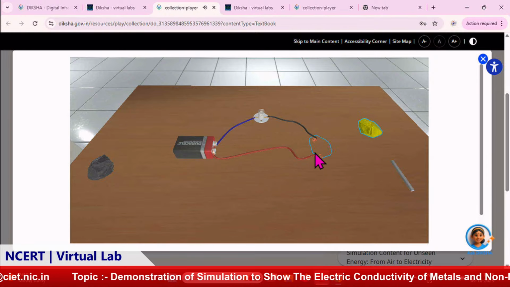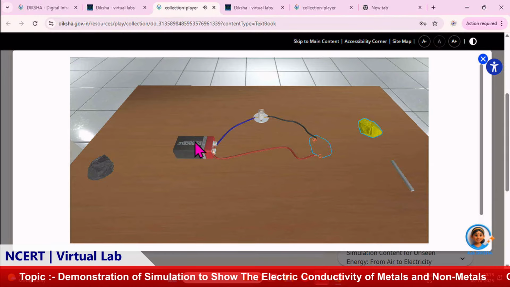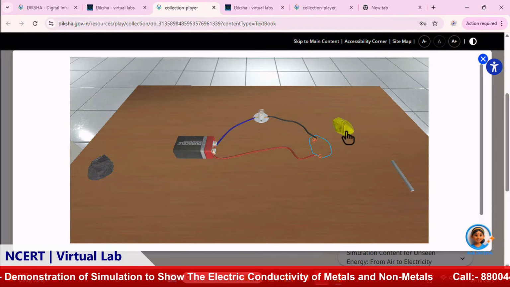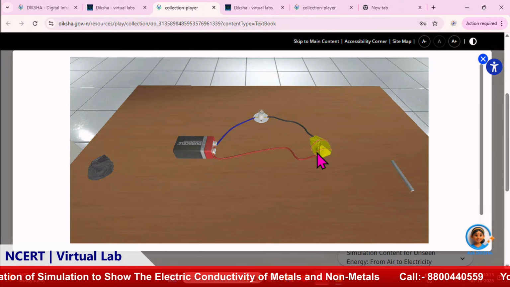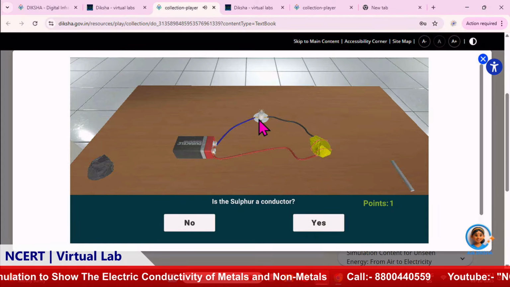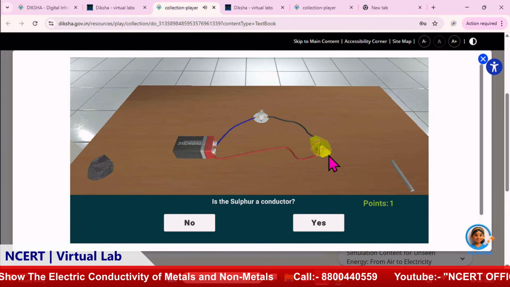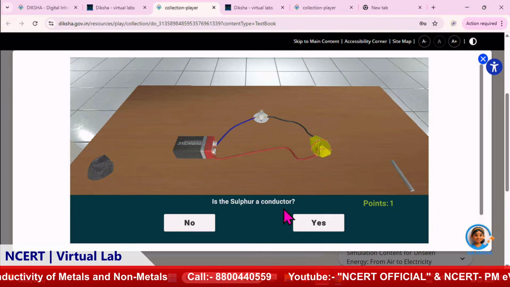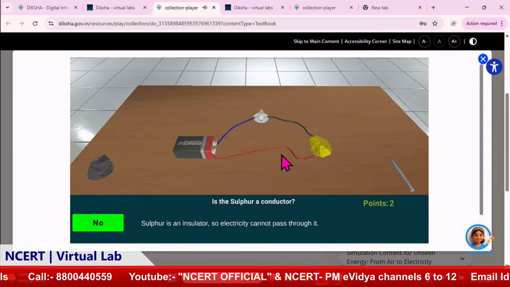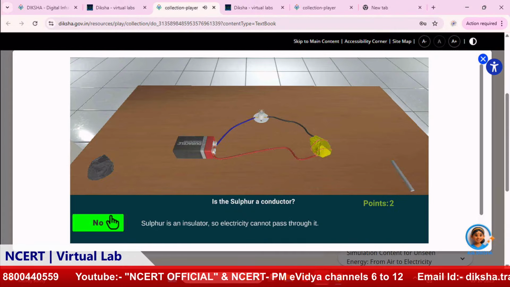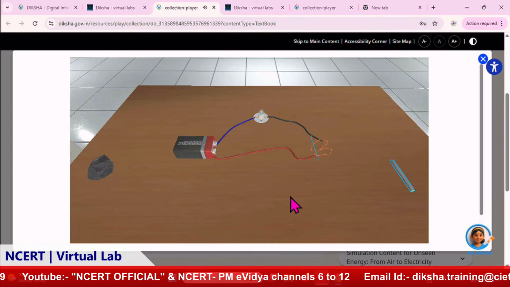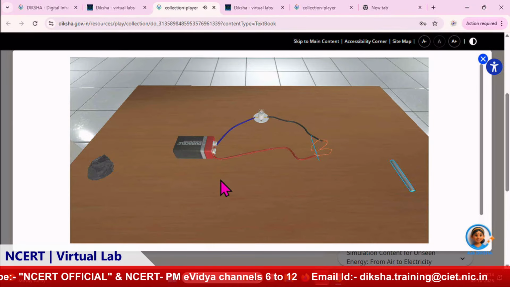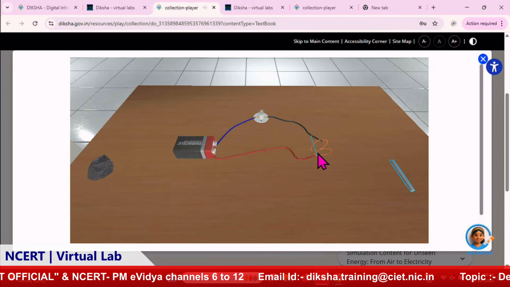Now again it is showing an outline over here, and the student will understand that we have to keep the sulfur over here. Once I place it, you can see the bulb is not glowing. That means it does not allow the electric current to pass through it. So, is sulfur a conductor or an insulator? No, sulfur is an insulator. Simultaneously you will see that the assessment of the student is taking place, and it gives the reasons also. So, it is pretty clear to the student what they are learning.